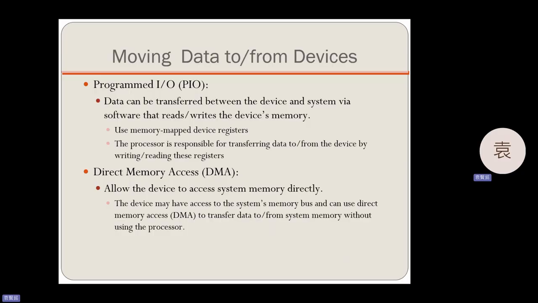Another way is the direct memory access, DMA, mechanism. That means the device can send out or receive data, doing the data transfer to and from the system memory directly. The device has the capability to access the system memory bus and use the memory directly, without the processor executing the actual instructions.